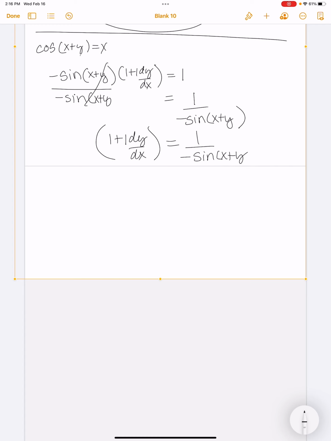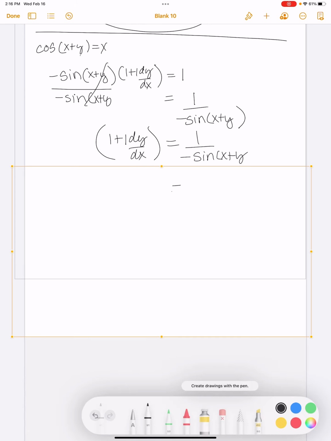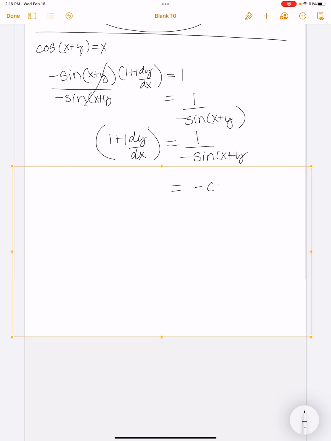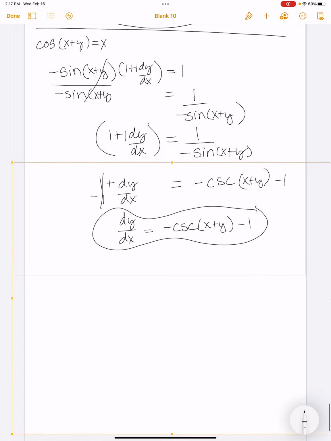And you could leave it this way, because there's another way you can take it too, and I'll show you that in a second. 1 over sine is, we have negative cosecant x plus y. Okay, now we also need to subtract away this one. So this could be one of our answers. I want to show you though that you can get more than one answer for these derivatives.